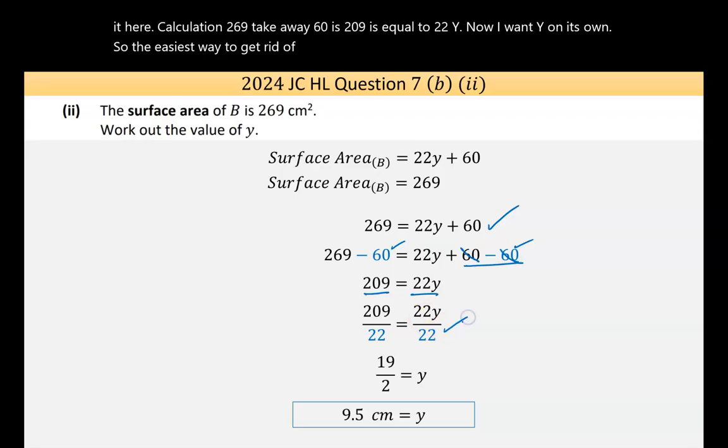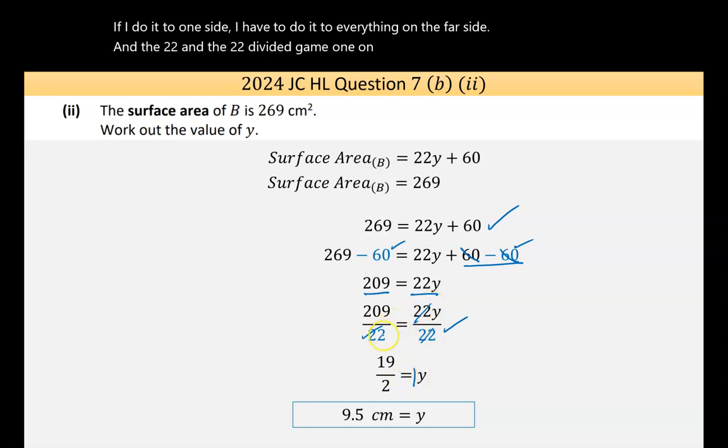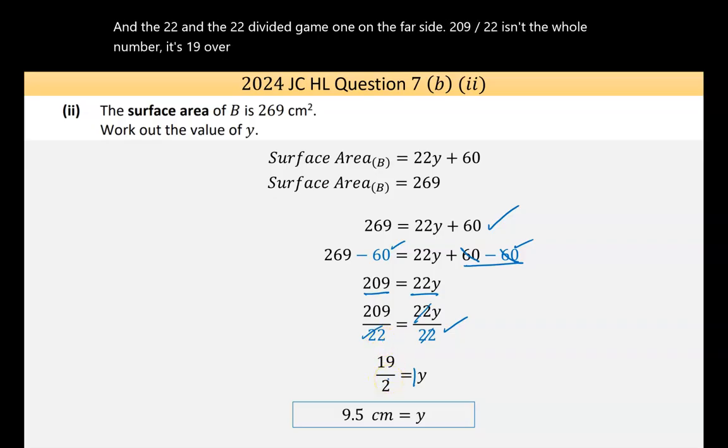Now I want y on its own, so the easiest way to get rid of the 22 is to divide it by 22. If I do it to one side, I have to do it to everything on the far side. The 22 and the 22 divide to give 1. On the far side, 209 divided by 22 isn't a whole number, it's 19 over 2, which is the same thing as 9.5. Make sure to put the units in.